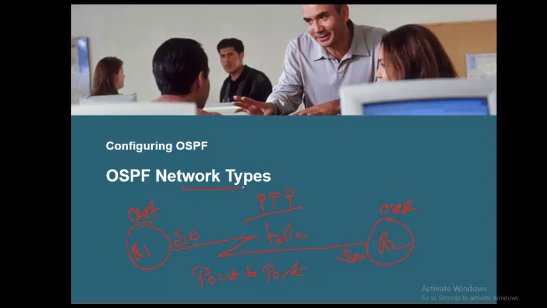Jay? Point-to-point network type. Yes, sorry. Jay, sorry, could you brief a little about these encapsulations, point-to-point, HDLC? How does the packet look like?